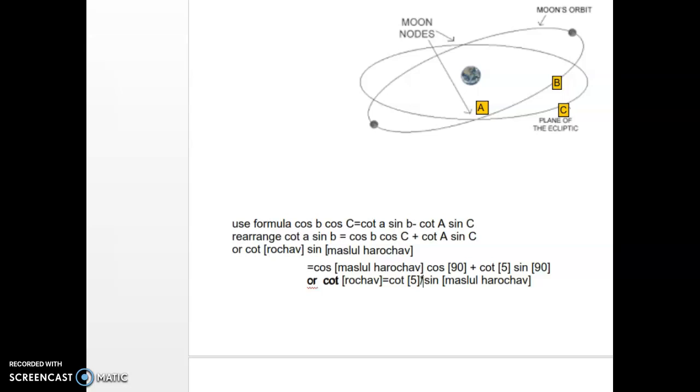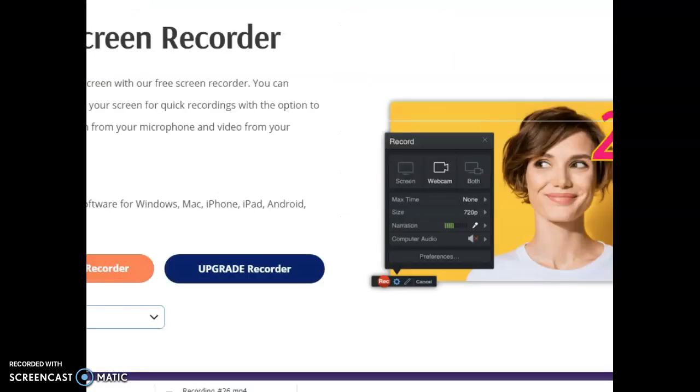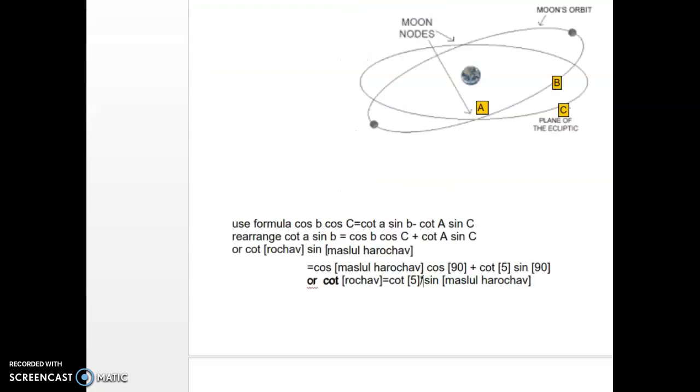So we just showed a nice example of how the Rambam used spherical trigonometry. That's what he did. The Kadmonim knew the spherical trigonometry formulas to find the solution of this triangle, and that's how they got the maslul harochav.